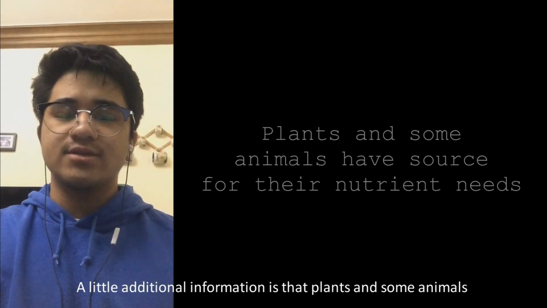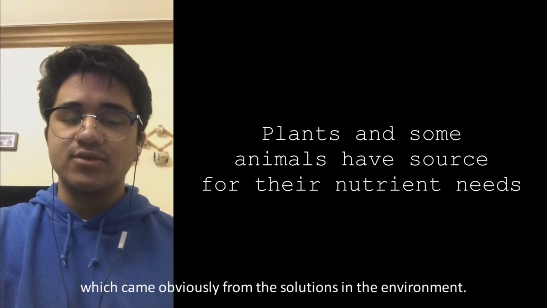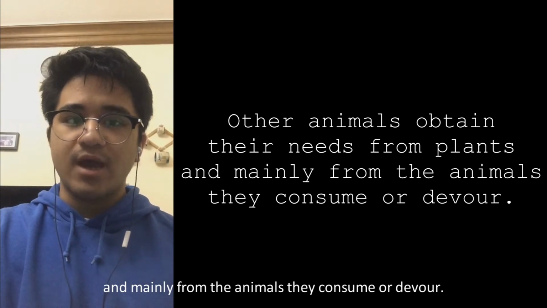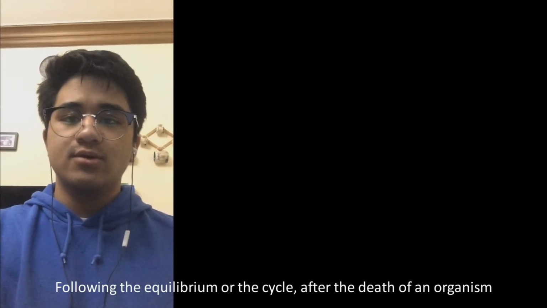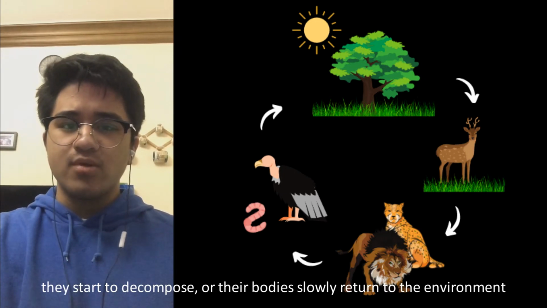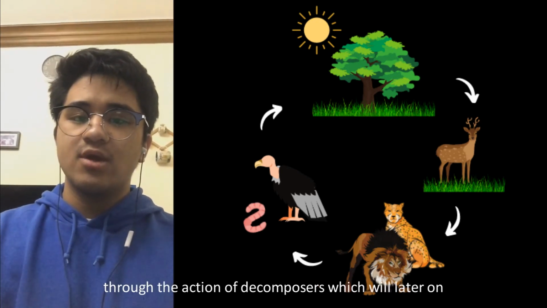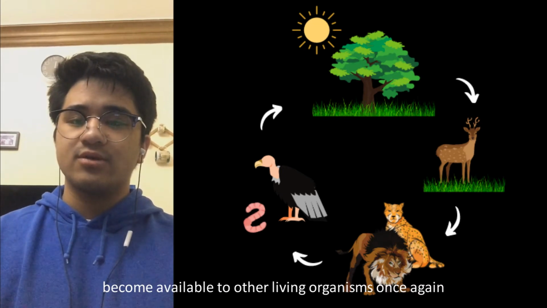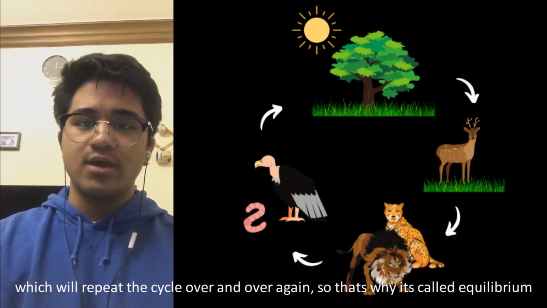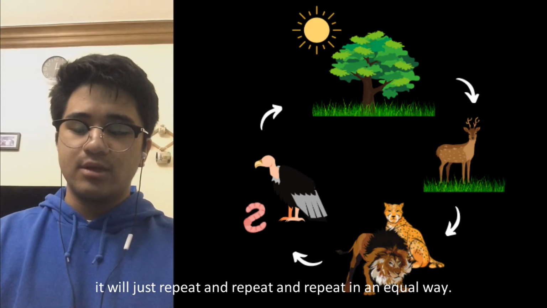A little additional information: plants and some animals get their nutrient needs from the solutions in the environment, while other animals obtain their needs from plants and mainly from the animals they consume or devour. Following the equilibrium, or the cycle, after the death of an organism, it starts to decompose, and its body slowly returns to the environment through the action of decomposers, which will later become available to other living organisms once again, repeating the cycle over and over again. That's why it is called equilibrium, because no matter what you do, it will just repeat and repeat in an equal way.